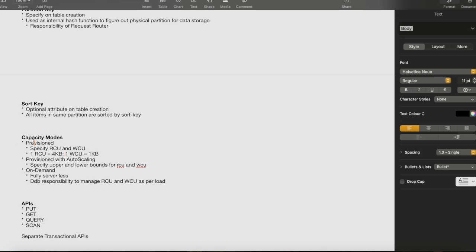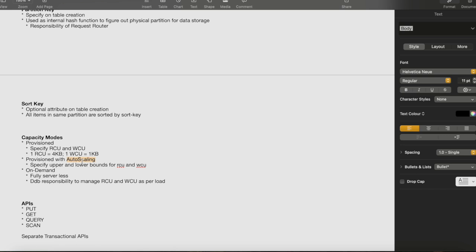So this is one thing, that in case of provisioned mode, you specify that I need this number of RCU and this number of WCU, and you will be billed according to that. You can treat this as much similar to specifying the number of instances, the machines you need to serve your workloads. The next thing is you can configure auto scaling on top of it.